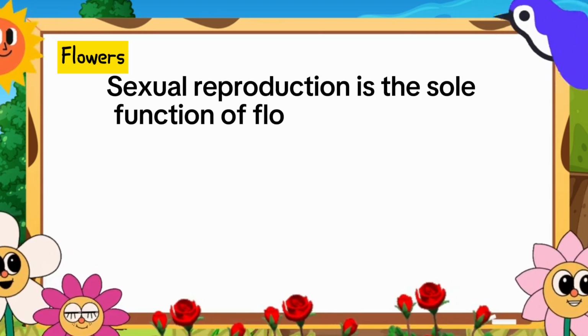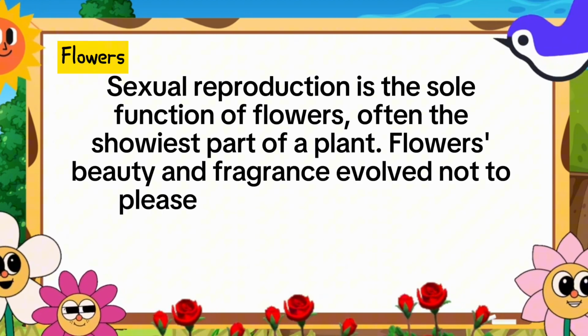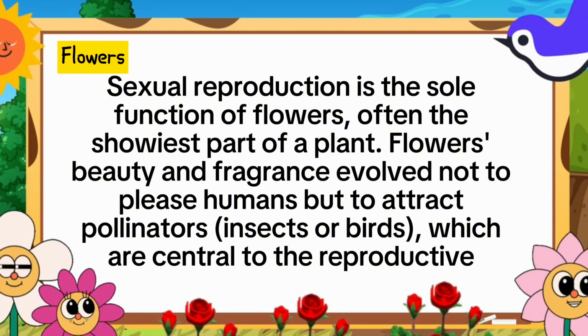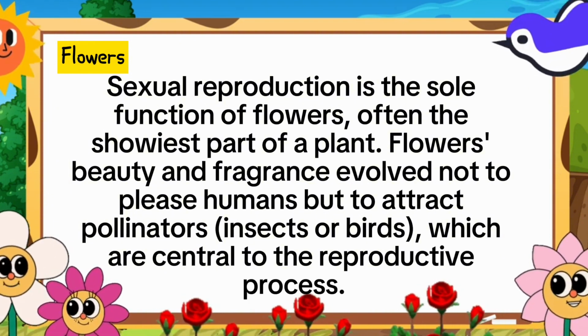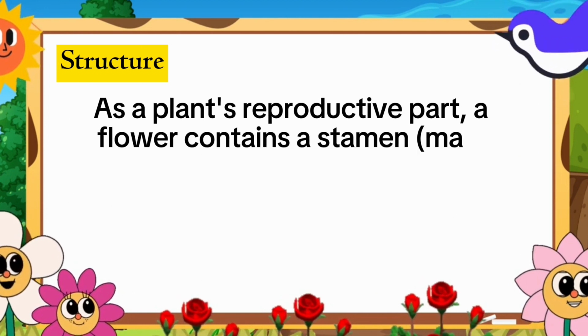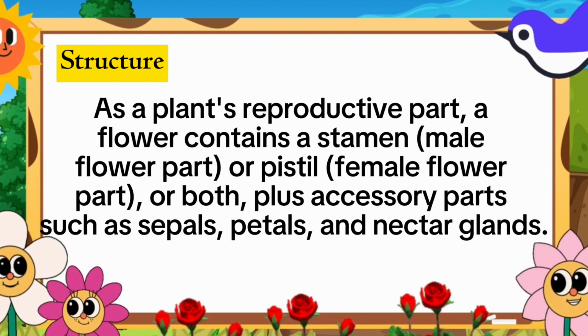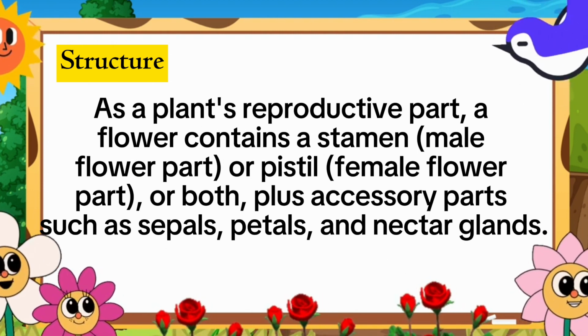Sexual reproduction is the sole function of flowers, often the showiest part of a plant. Flowers' beauty and fragrance evolved not to please humans, but to attract pollinators, which are central to the reproductive process. As a plant's reproductive part, a flower contains a stamen, or pistil, or both, plus accessory parts such as sepals, petals, and nectar glands.